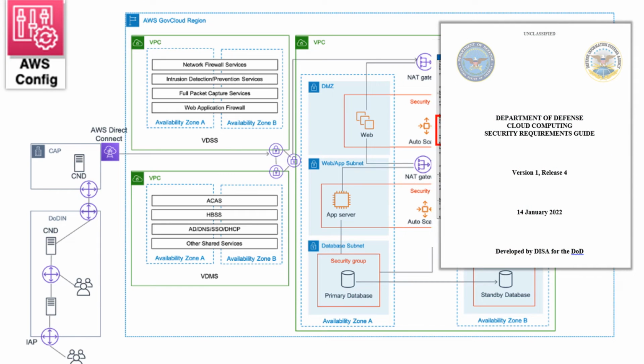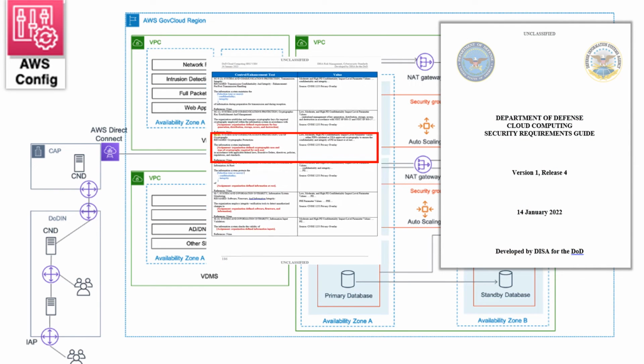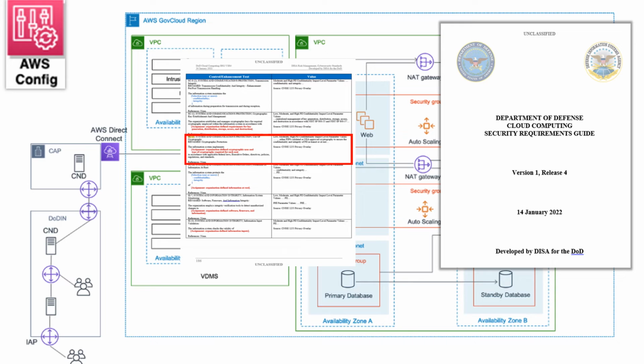An example of a service managed by the VDMS would be to provide an Assured Compliance Assessment Solution, or ACAS. Compliance assessment can be performed by many tools. In the DoD Cloud IAC environment, the tool AWS Config is used. The compliance requirements for the cloud environment are documented in the DoD Cloud Computing Management Guide, or CCSRG. Let's take a look at one of these compliance issues.